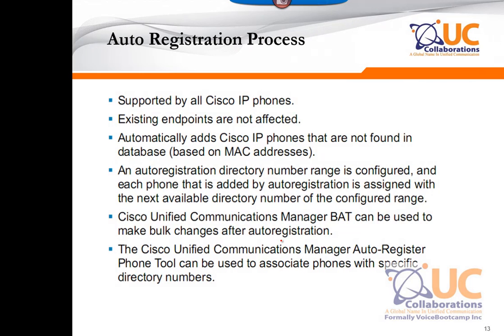Now the auto registration process is supported by all Cisco IP phones. It only works for new phones, that is, phones that are not in the database. All the existing phones are not affected by the auto registration process. Auto registration automatically adds phones that are not in the database. Registration directory numbers are defined in a range which you must configure at the beginning, and you can use the BAT file to make bulk changes after auto registration is completed. You can also use a specific application called the auto register phone tool to associate a phone with a specific directory number.